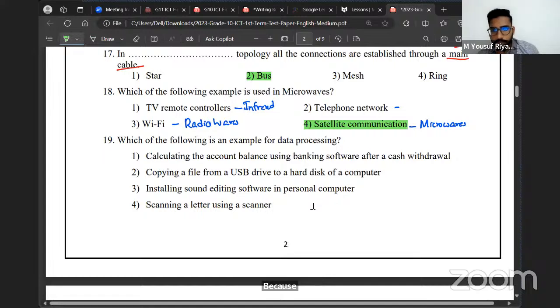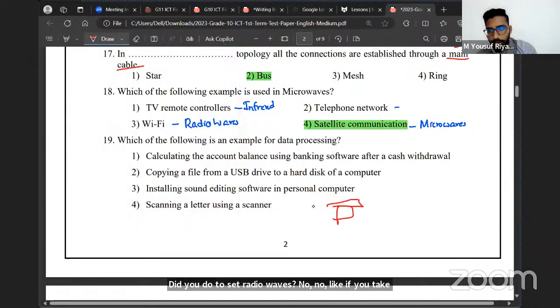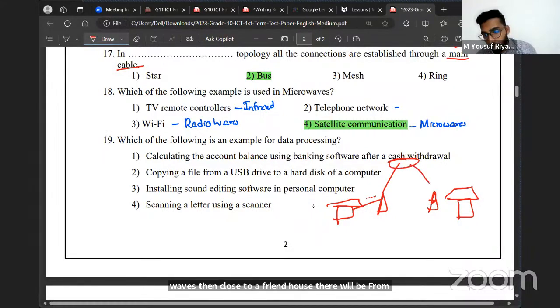In the video you said radio waves. No, if you take a telephone communication network, let's say your house is here and your friend's house is here. How will the data be connected? From your house it goes to the cell tower, which is basically radio waves. Then close to your friend's house there will be another cell tower. From here to here it might go to the satellite and then go to the other cell tower. So this is microwaves, and this is again radio waves. This is radio waves, this is microwaves, and this is microwaves.